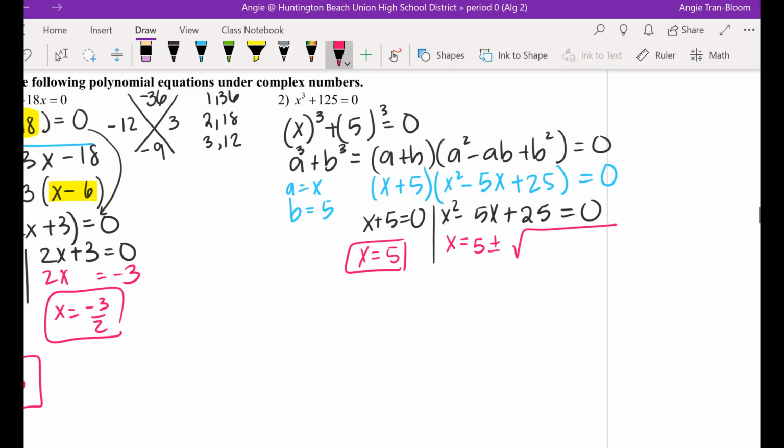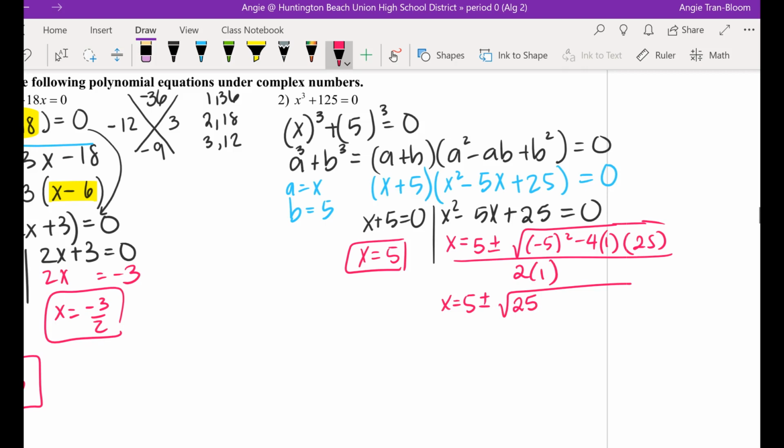Plus or minus the square root of b squared minus 4 times a. A is actually 1, times c is 25, all over 2 times a, which is 1. So x equals 5 plus or minus the square root of negative 5 squared, which is now positive 25, minus 4 times 1 times 25, which is 100.